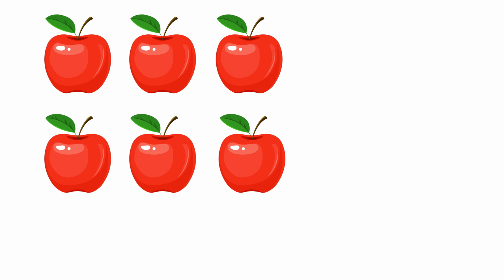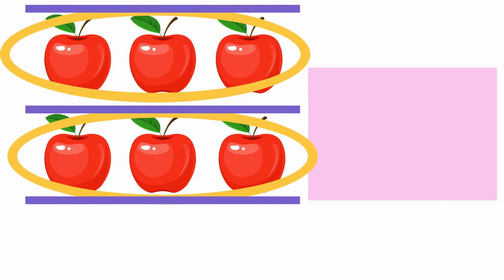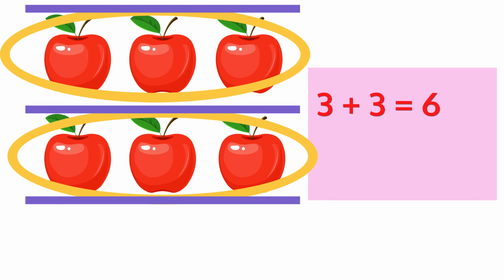Let's look at the rows. How many rows of apples are in this array? That's right, there are 2 rows of apples in this array. And how many apples are in each row? You're correct, there are 3 apples in each row. So if there are 3 apples in each row, and there are 2 rows, we can add 3 2 times. 3 plus 3 equals 6.